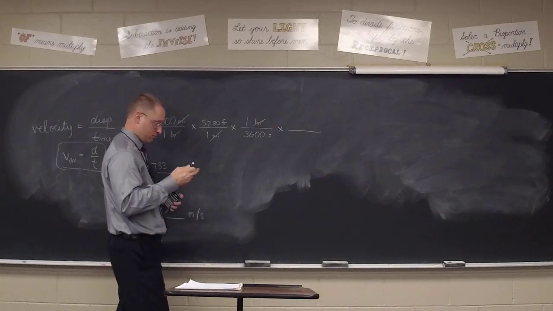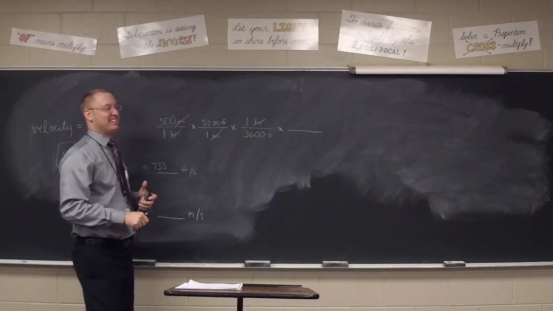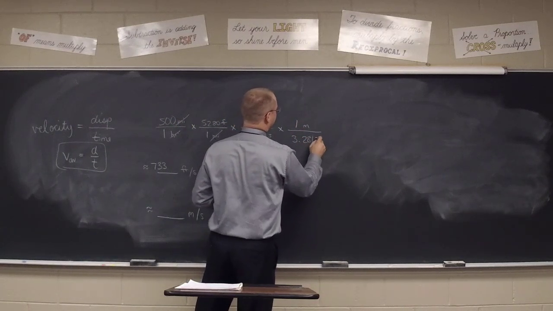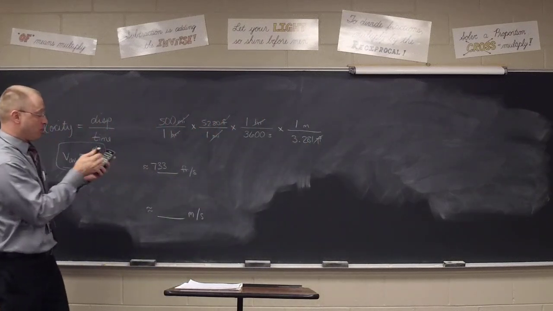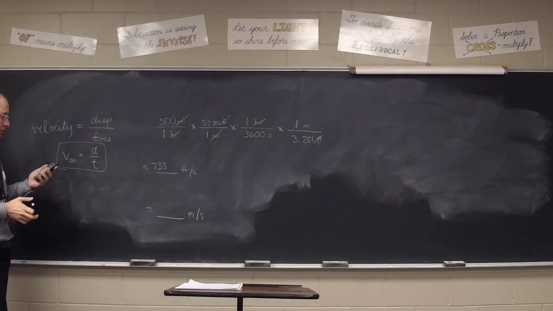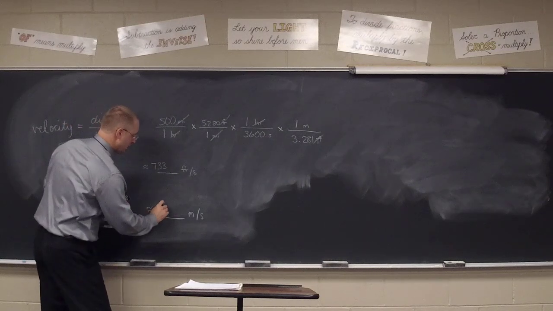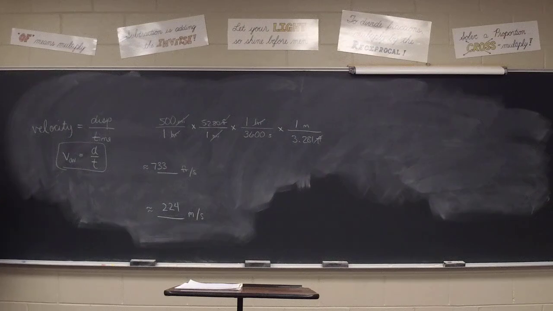3.281 meters over. That's a meter right there. That's a foot. 1 meter over 3.281 feet, and that'll allow the feet to cancel away. So basically just divide what you have by the 3.281. We get about how many meters per second, anyone? 223. About 223, around 224 if we're going 3 sig figs.